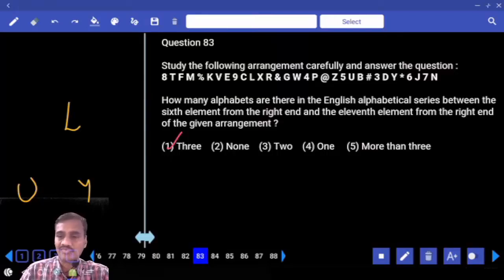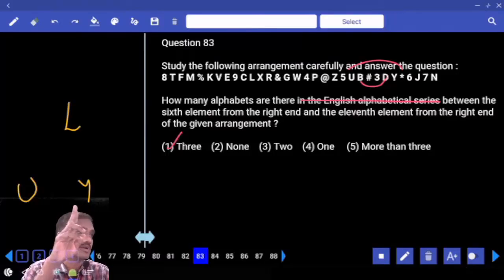How many alphabets are there between the 6th element from the right hand and the 11th element from the right hand, in the above arrangement? Now between U and Y, how many letters are there? Only 2 letters. So put 2 better.